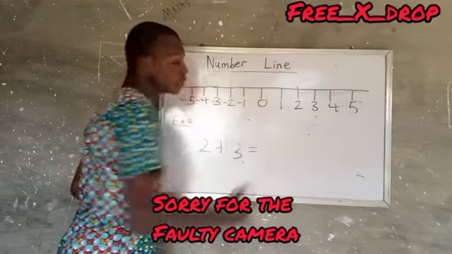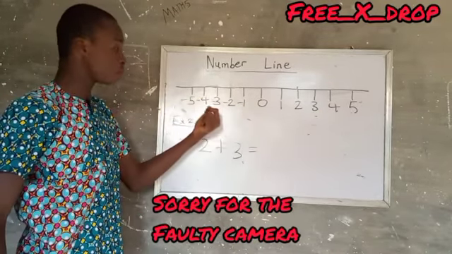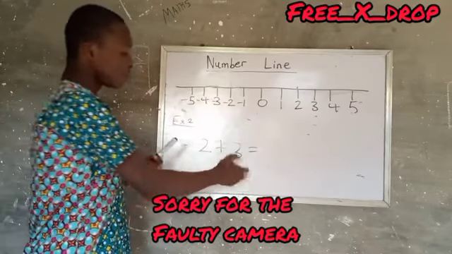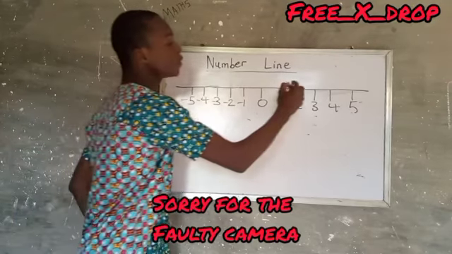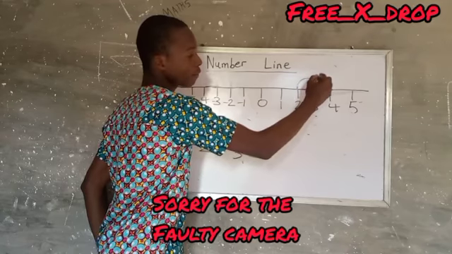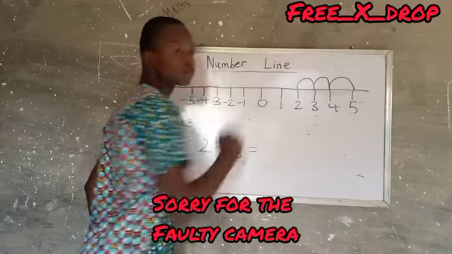1, 2, 3, 4. Positive. This is negative. Minus 1, minus 2, minus 3, minus 4, minus 5. So now we move. How many are you adding? 3. So we move 3 times forward, which is 1, 2, and 3.